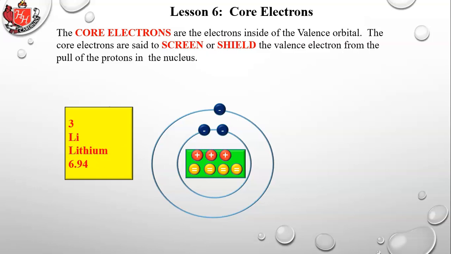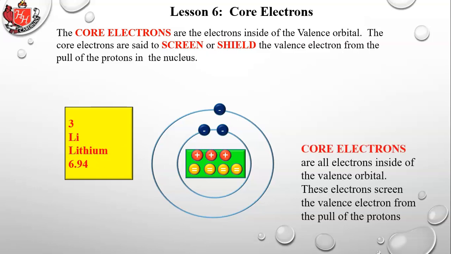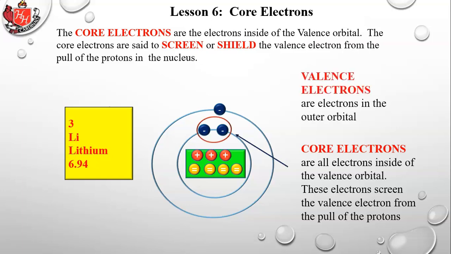And by the way, these electrons are buzzing all over the place. It's not like they're all just static, they're just sitting there. However, the fact that those two core electrons are buzzing all around inside of that valence electron, it will create this shielding effect. All right, so how do we figure out how much pull that valence electron is feeling? And that's important because it will determine how much energy is required to take that valence electron away from this atom. So core electrons are all electrons inside of the valence orbital. These electrons screen the valence electron from the pull of the protons. Valence electrons are electrons in the outer orbital.